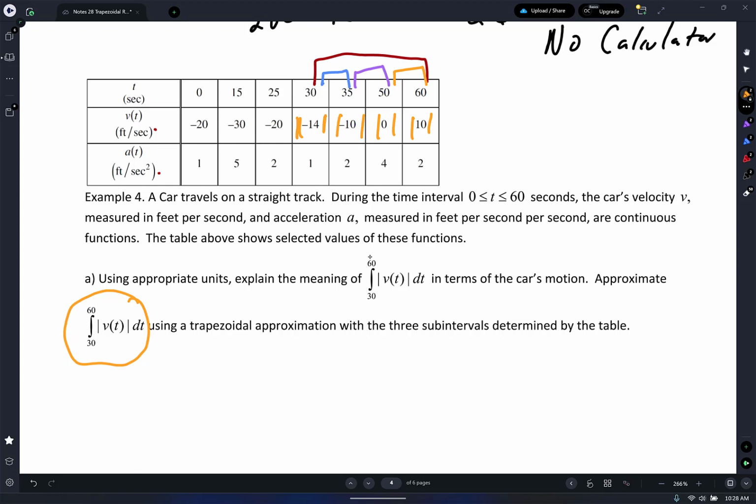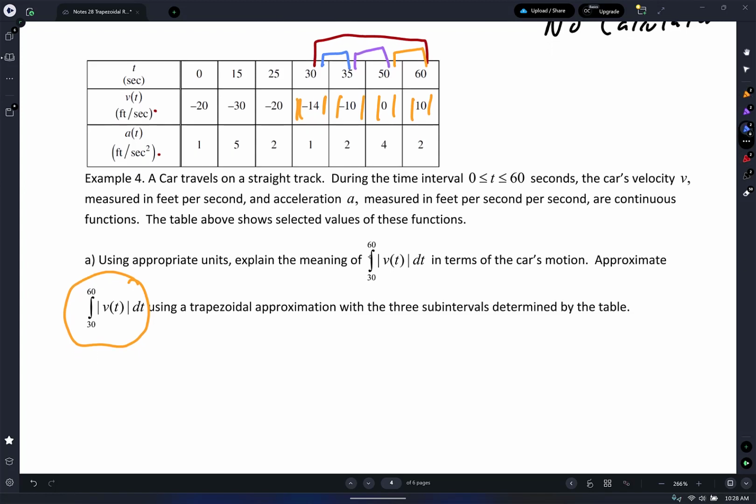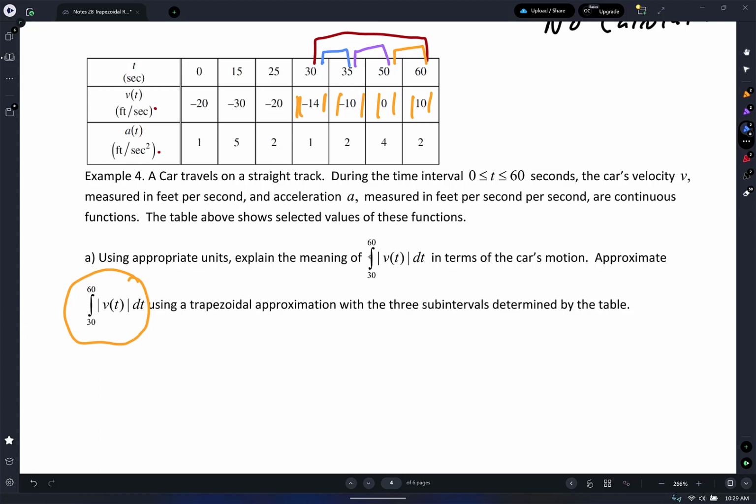Nothing crazy. I haven't done anything crazy yet, guys. Here's my first trapezoid. I'm gonna color code it again. You guys ready? What's my first base? 14. So I'm gonna put 14. Remember, we're doing absolute value. Plus, what's my second base? 10. And I'm gonna multiply that by the height of that trapezoid, and it's gonna be 5. And all this is divided by 2.